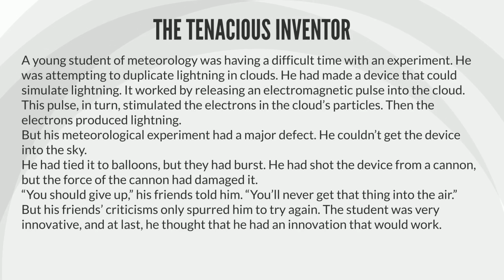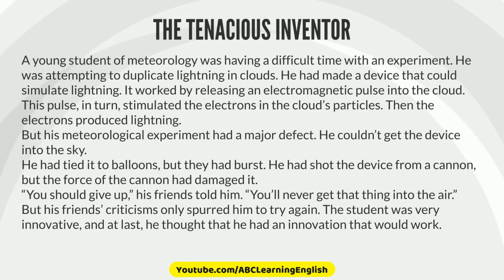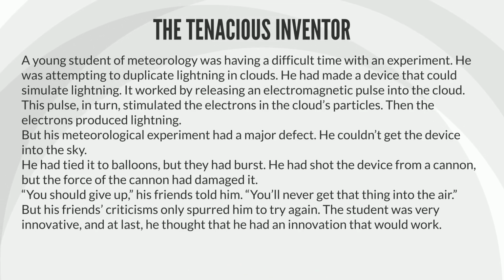He had made a device that could simulate lightning. It worked by releasing an electromagnetic pulse into the cloud. This pulse in turn stimulated the electrons in the cloud's particles. Then the electrons produced lightning. But his meteorological experiment had a major defect. He couldn't get the device into the sky.